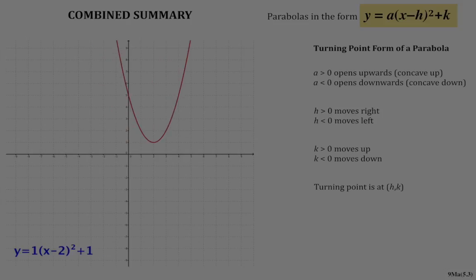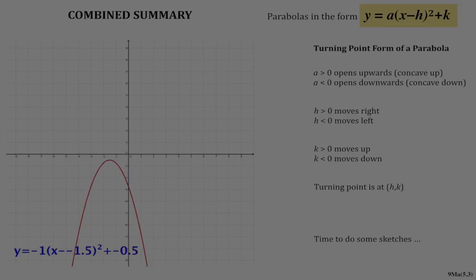So notice I've got a number in the bracket, move right 2 and up 1. Now it's upside down, right 2 and up 1. So we can start changing these numbers around, and that moves the parabola all over the place. Let's try doing some sketches.